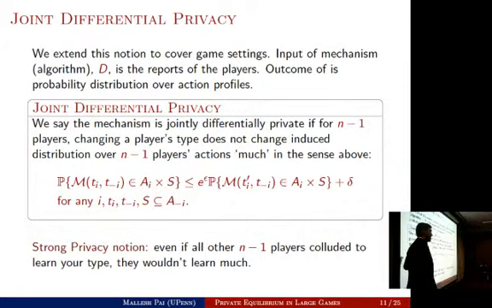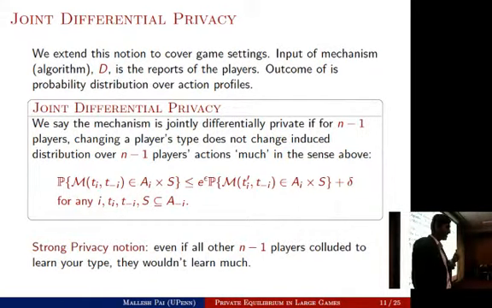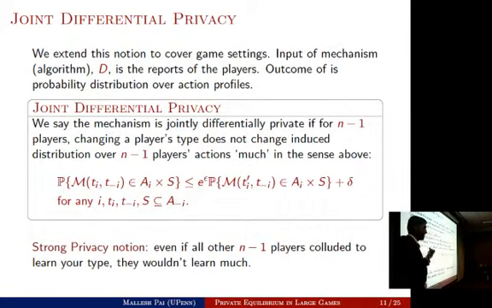Suppose I'm willing to trust the mechanism, but I don't trust everyone else. All right? So people don't get to see the action that is recommended to me. Of course, everyone else could collude and see the recommended action that each of them got. What I'm asking for with joint differential privacy is that for any person, the recommended actions everyone else is getting are differentially private in that person's type.